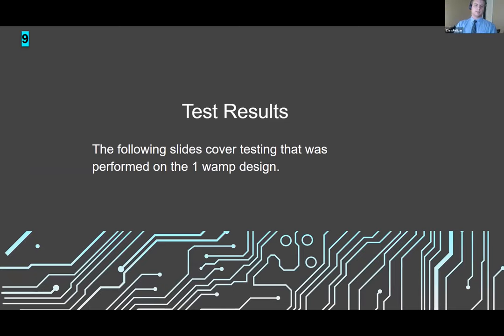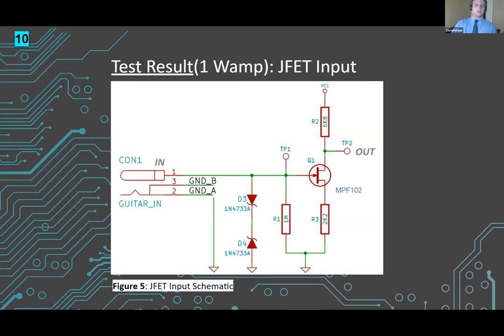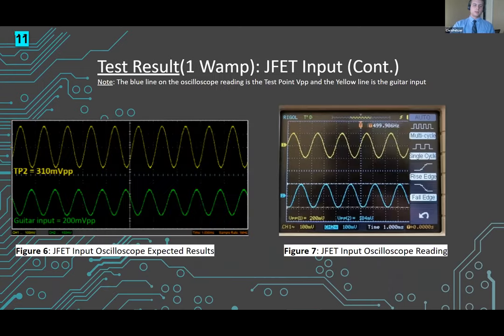All right, I want to talk about the test results we were able to get for the one amp design before the coronavirus hit. So right here is the JFET input stage of our one amp design, where we'll be looking at test point 2. On the left, we have the JFET input stage oscilloscope reading that was expected based on the one amp website. And on the right is what we got for our design.